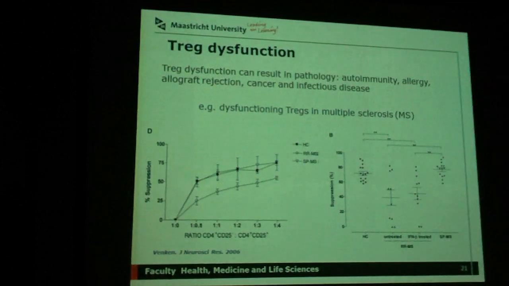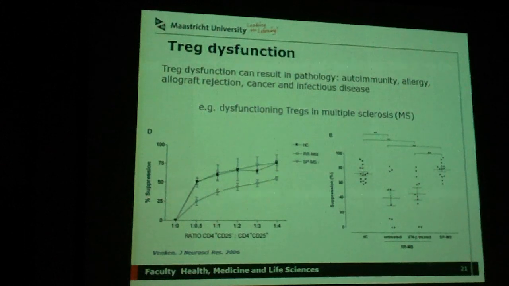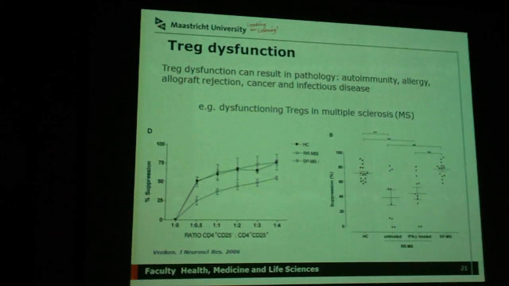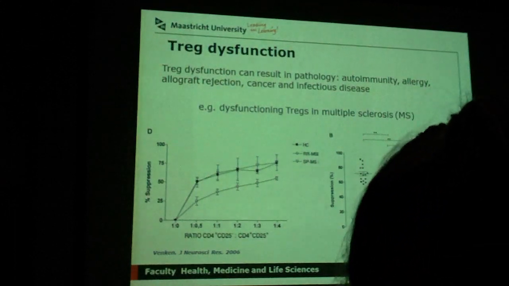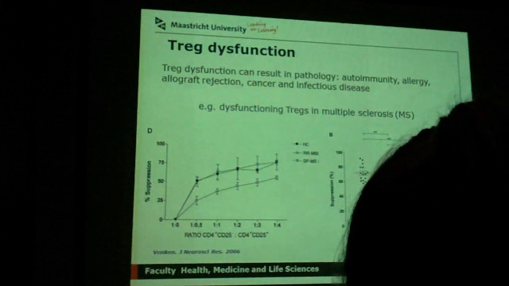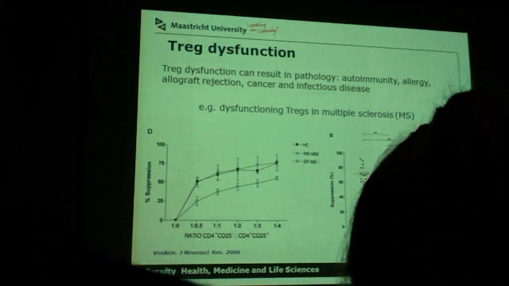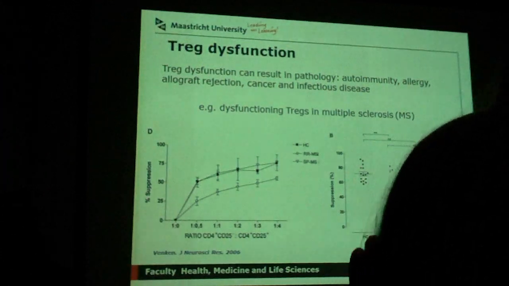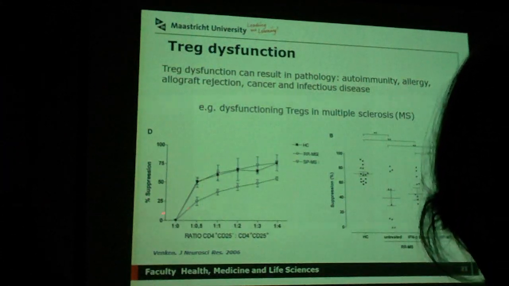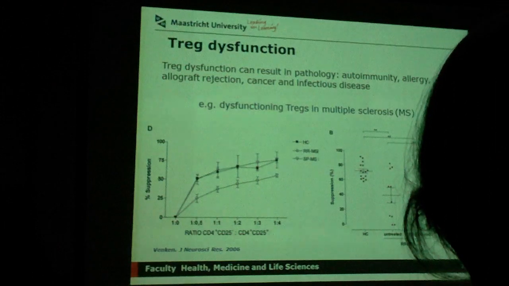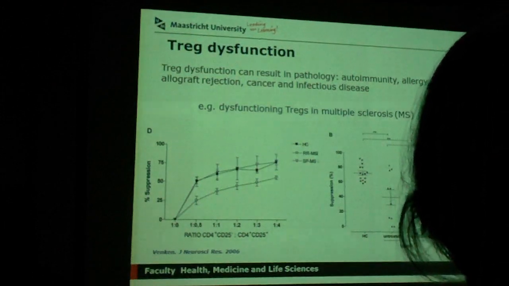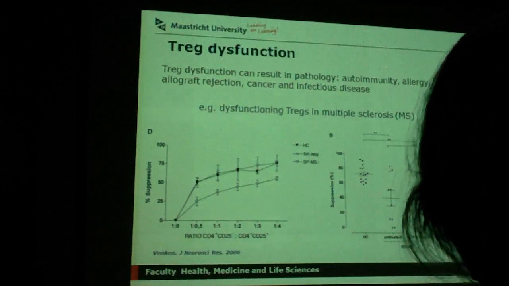And then, surprisingly, later on, in another stage of the disease, secondary progressive disease, which a lot of the relapsing remitting patients will develop, you can see that their regulatory T cell function has returned to normal. So that led us to hypothesize that this Treg dysfunction may contribute to the pathology of MS.